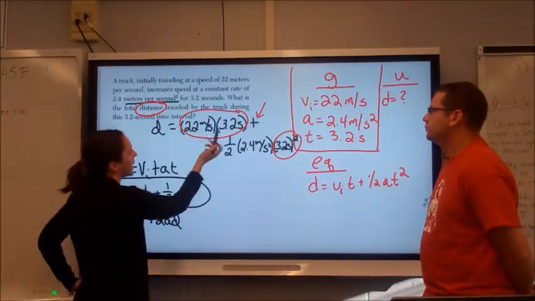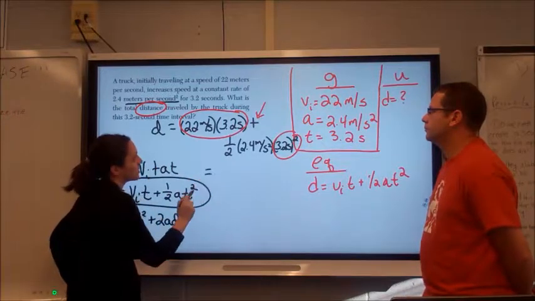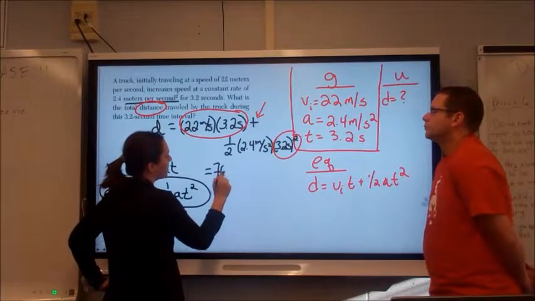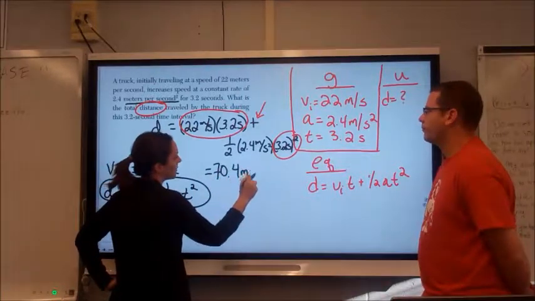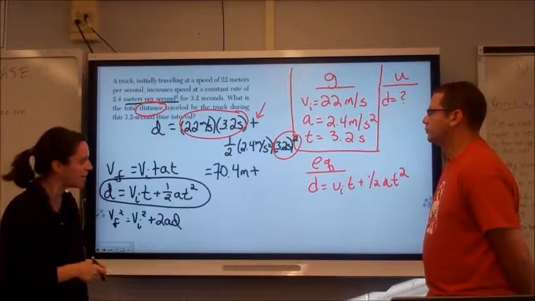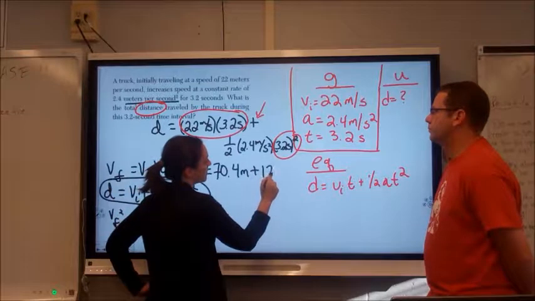So first I'm going to plug in this red circle here and do 22 times 3.2 seconds, which gives me 70.4 meters. And then I'm going to plug in my 1 half AT squared piece of it, and that's giving me 12.288 meters.